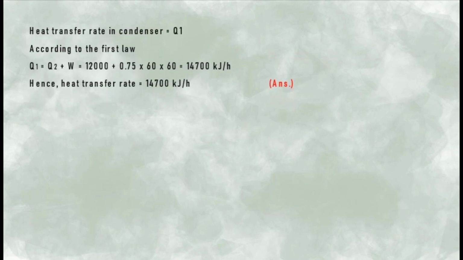Heat transfer rate in the condenser is the initial heat. According to the first law, initial heat is equal to the final heat plus work, where 12,000 plus 0.75 times 60 times 60 is 14,700 kilojoule per hour. Hence, heat transfer rate is equal to 14,700 kilojoule per hour.